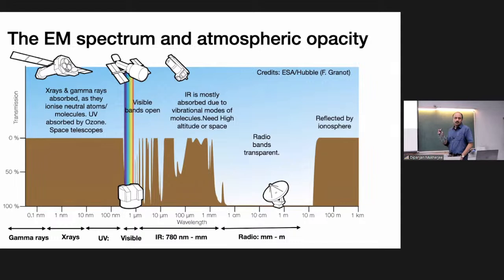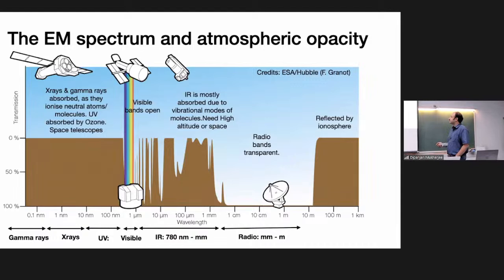For example, let's start with the basis first. The visible band, this is open, this is transparent. So this is the standard light we see. Let's go to higher frequencies. So this is wavelength, increasing wavelength is high frequencies. So first is UV, then X-rays and gamma rays. If we go to the highest frequency, X-rays and gamma rays, you can see the opacity. So this brown bar refers to the transmission coefficient or the transparency of the atmosphere to that particular frequency.